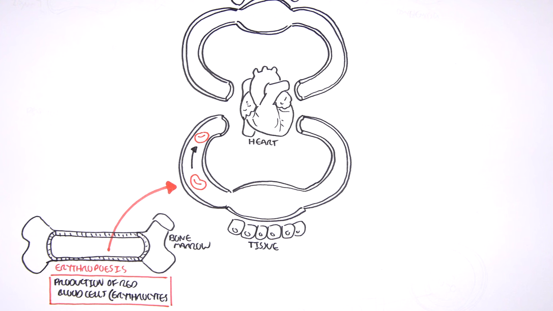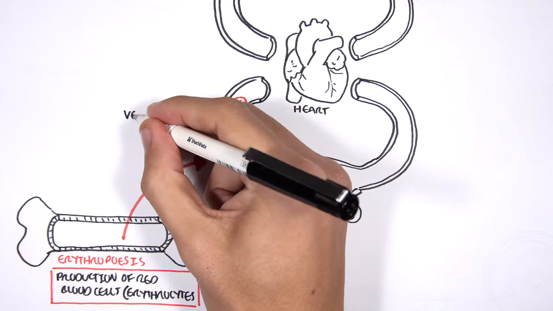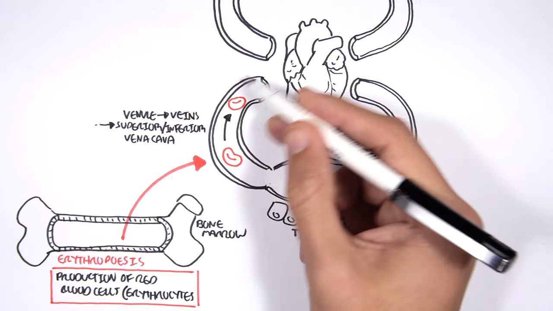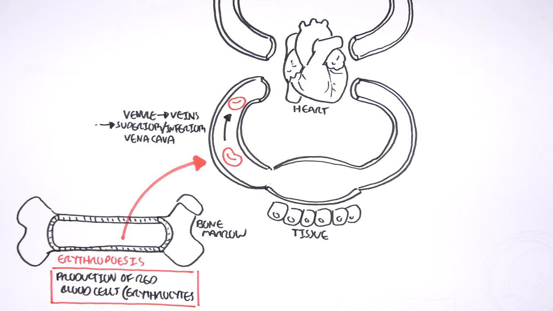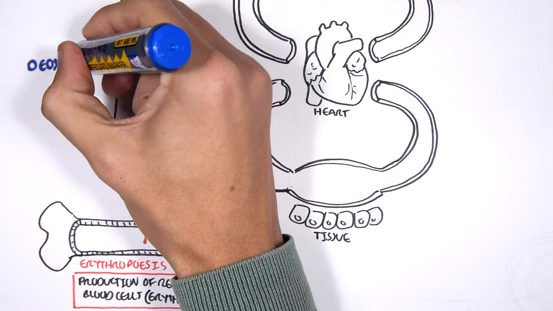Red blood cells' main function is to transport oxygen around our body. However, these red blood cells that are new or that are just leaving tissues back to the heart do not have that much oxygen. The blood vessels leaving the tissues leave as venules and then veins and then enter the heart through the superior and inferior vena cava. The blood here leaving the tissues is deoxygenated, because it does not contain that much oxygen.